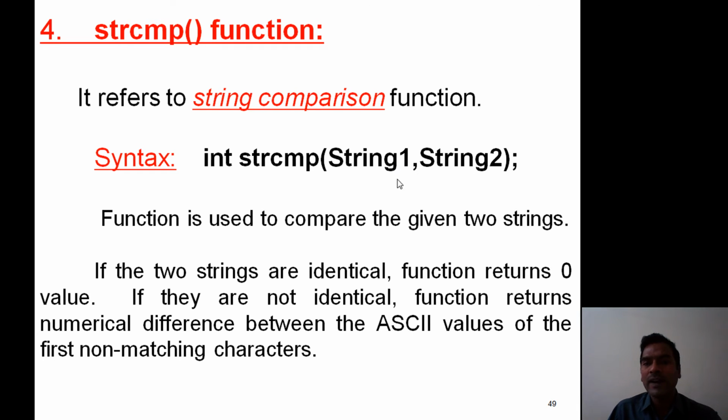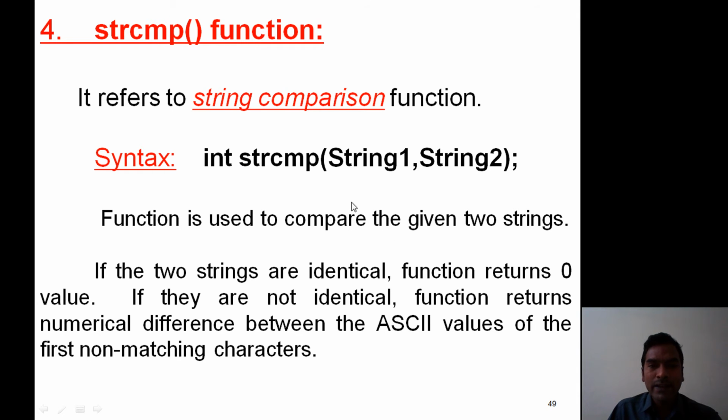If the two strings are different, then it returns either a positive value or a negative value. Actually, these values are the difference between the ASCII values of the first non-matching characters of the given two strings. If the str1 ASCII value is greater than the str2 ASCII value, then it returns a positive value. Otherwise, it returns a negative value.